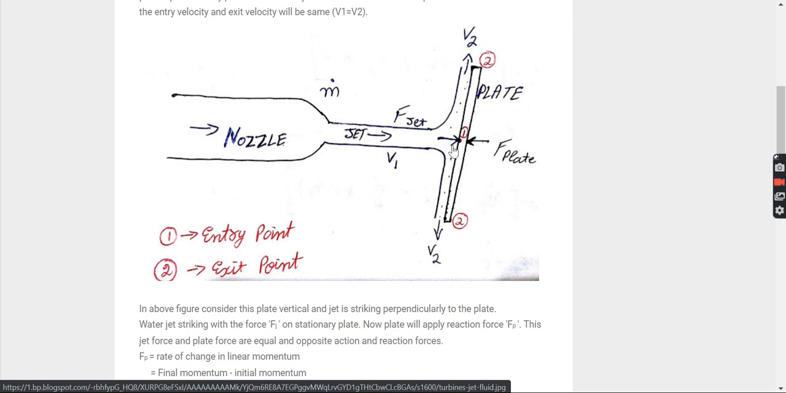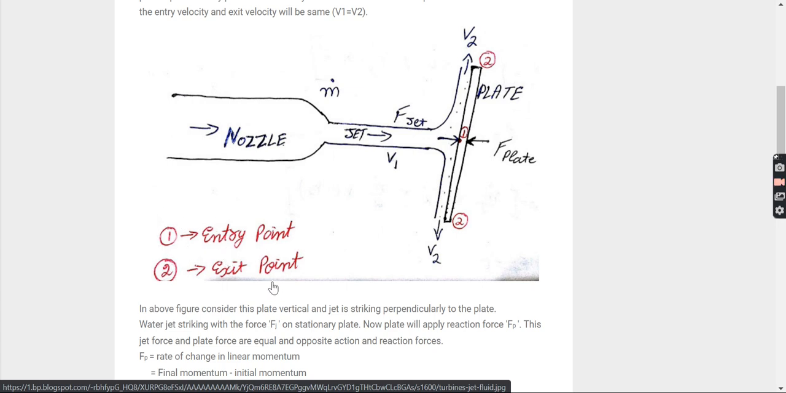So the jet is striking at the center of this plate at point 1. This is basically the entry point of water jet on the plate. Okay, then water jet splits in two halves. One is going upward and one is going downward. And here at the end of the plate, I denoted this point with 2. These are the exit points of the plate.